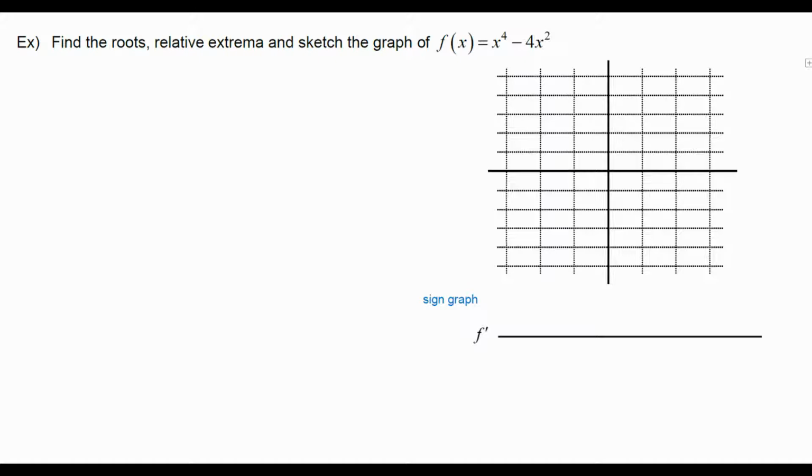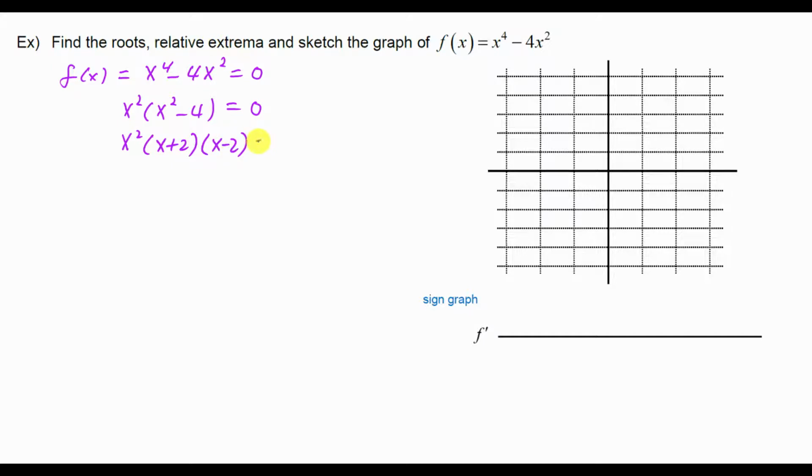So let's do that. To find the roots, we set the original function equal to 0, right? So f of x, which is equal to x to the 4th minus 4x squared, set it equal to 0. I can factor out x squared: x squared minus 4 equals 0. This factors more: x squared, x plus 2, x minus 2 equals 0. So I have 3 roots: 0 and plus or minus 2 are my roots.